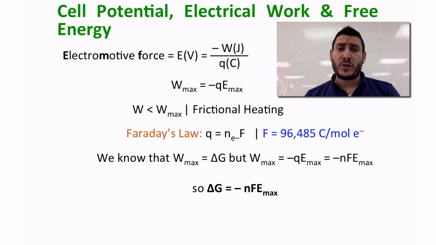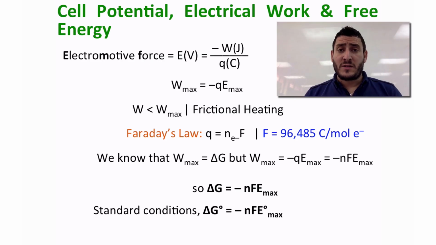We know that for a process at constant temperature and pressure, the change in free energy is equal to the maximum useful work, and therefore delta G is equal to the maximum work. And we know that the maximum work is equal to minus Q times the cell potential, and Q is equal to the number of moles of electrons multiplied by Faraday's constant. So if we put all this together, the change in free energy is equal to minus the number of moles of electrons multiplied by Faraday's constant multiplied by the maximum cell potential.